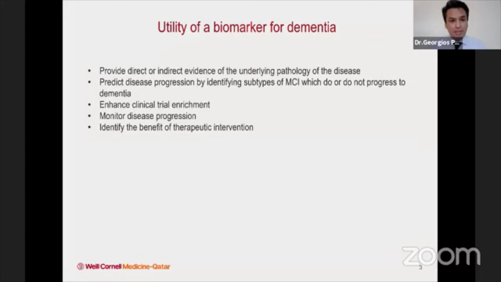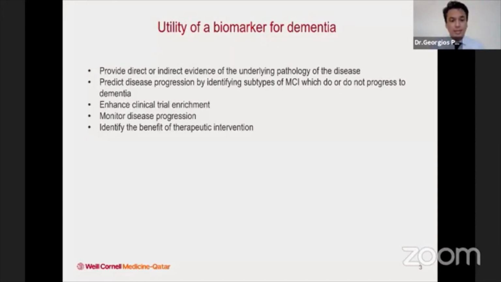So, the utility of a biomarker for dementia. A biomarker can provide either direct or indirect evidence of the underlying pathology of the disease. It can predict disease progression by identifying those with mild cognitive impairment who will or won't progress to dementia. It doesn't need to do all of these things, but it could do some of these things.